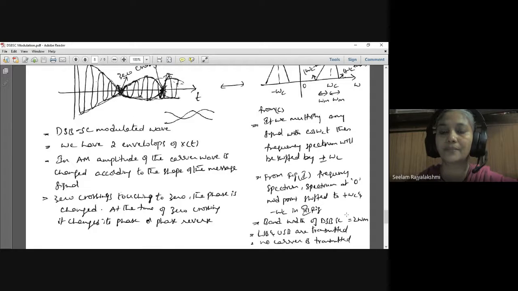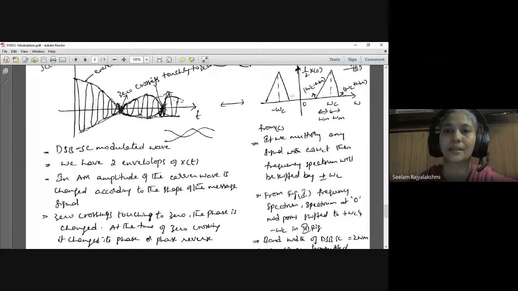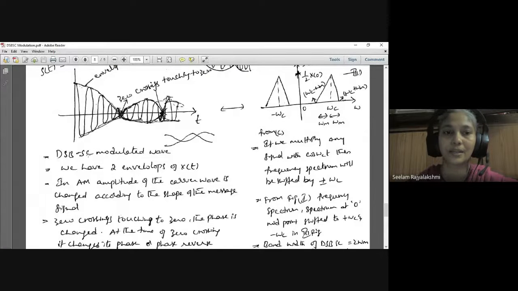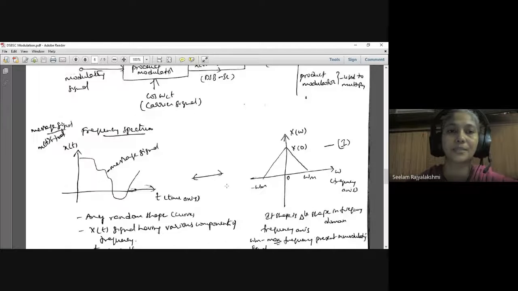So here the bandwidth of DSBSC is 2 omega m. LSB and USB are transmitted. We only take the positive side; we do not consider the negative. Here no carrier wave is transmitted, so the carrier wave is suppressed, and the transmitted signal is double side bands, that means the upper side band and the lower side band. So this is about the DSBSC.